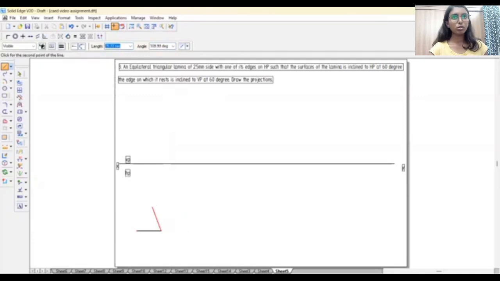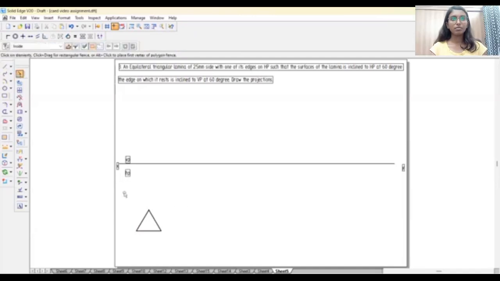Now let's move to solids. This is a problem of an equilateral triangle lamina of 25 mm side with one of its edges on HP such that the surface of the lamina is inclined to VP. Now draw the projections.